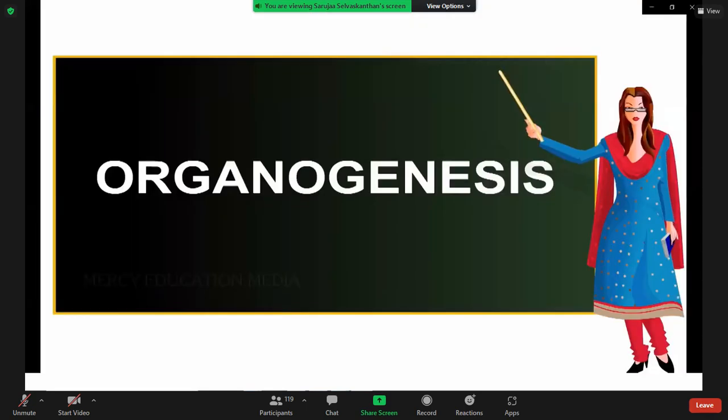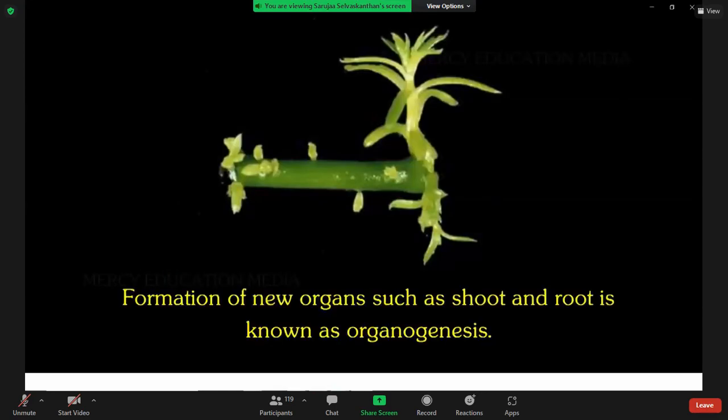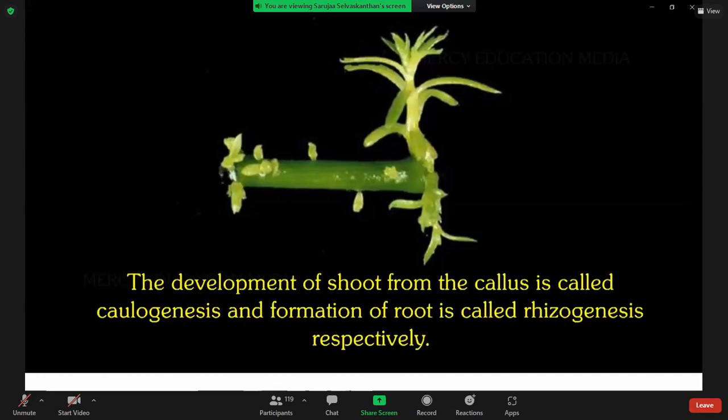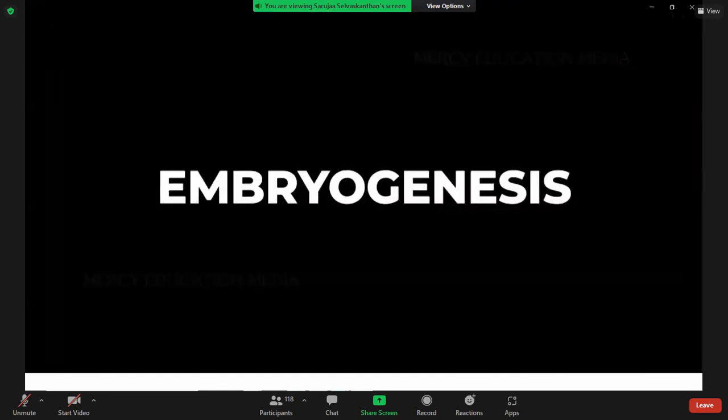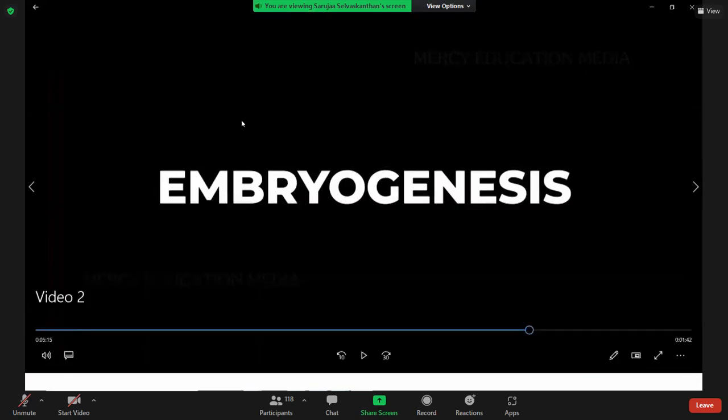Let us see organogenesis. The formation of new organs such as shoot and root is known as organogenesis. The development of shoot from the callus is called caulogenesis, and the formation of root is called rhizogenesis, respectively. What do you know about embryogenesis? Under organogenesis also, direct organogenesis is there, indirect organogenesis is there, right? But I'm not going to teach all the things. It's unnecessary for you.